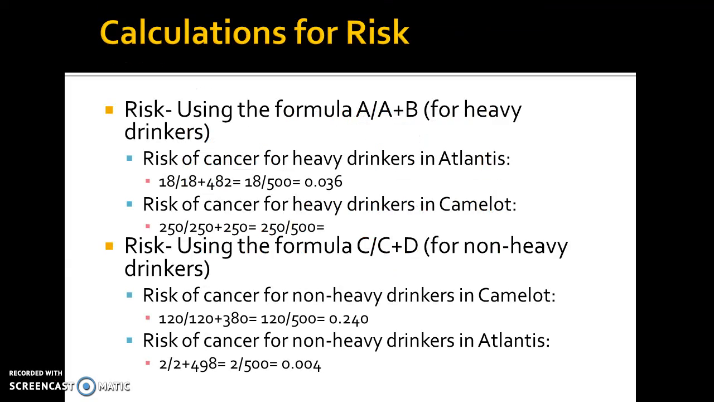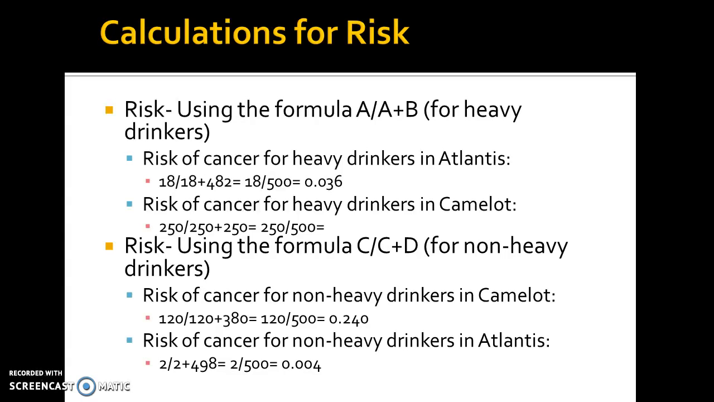So, calculations for risk. To calculate risk for heavy drinkers, we are going to use the formula A over A plus B. So here we have the risk of cancer for heavy drinkers in Atlantis. That was 18 over 18 plus 482. The total number of people in this study was 500. It comes out to 0.036. And then you can see the risk of cancer for heavy drinkers in Camelot, once again using that same formula. You're taking A, 250, over A plus B, which was also 250. That gives us 250 over 500, which I forgot to put in there, but it is 0.500.